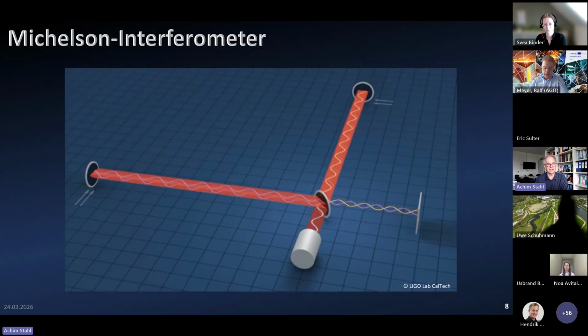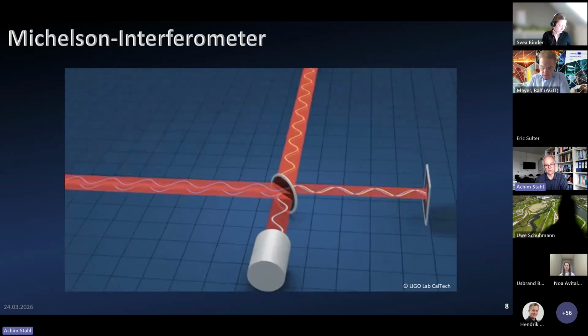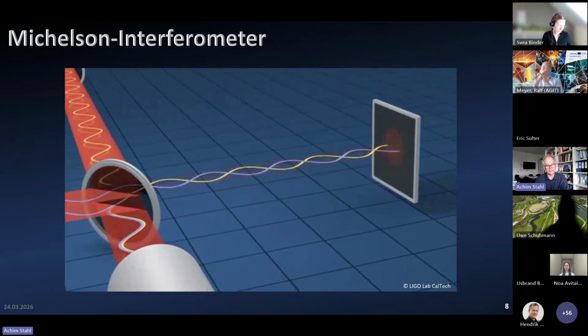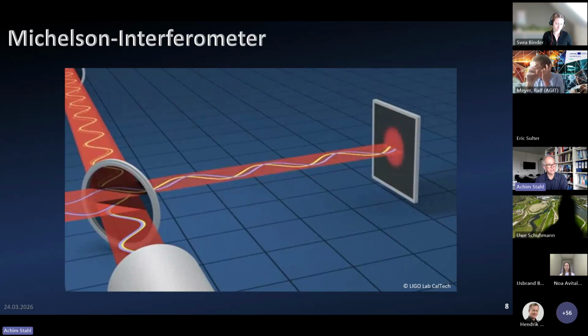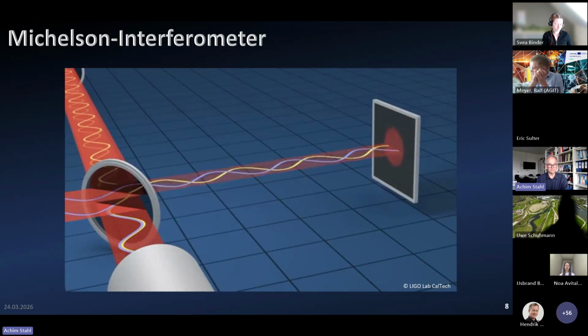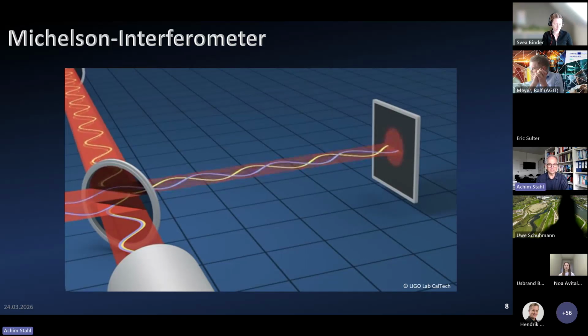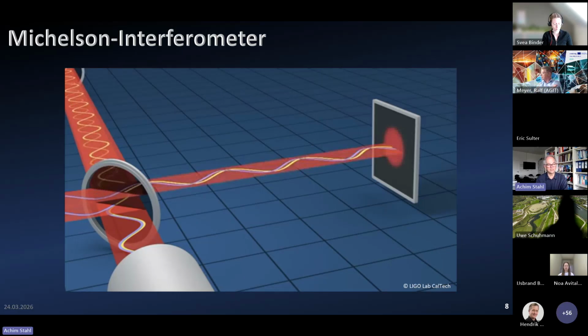And now you can see that if the length of the arms changes, then the destructive interference is no longer perfect, and we do see light at the output, light that changes in intensity with the frequency of the gravitational wave that's coming in. And the big challenge is not so much to detect this light. It's actually quite some light. It's not that difficult to detect the light. But the challenge is to keep everything quiet so that nothing moves for other reasons than just the gravitational wave.